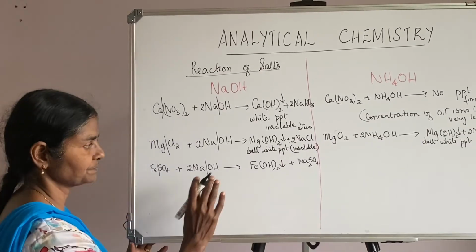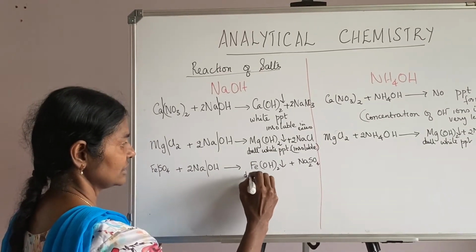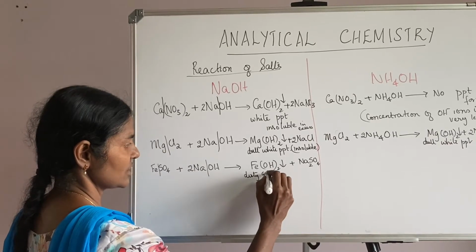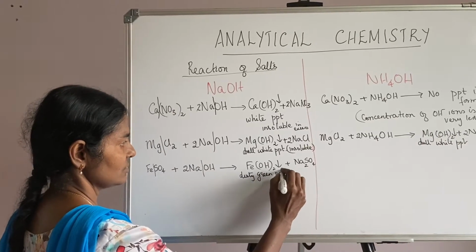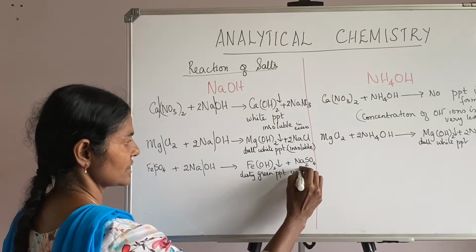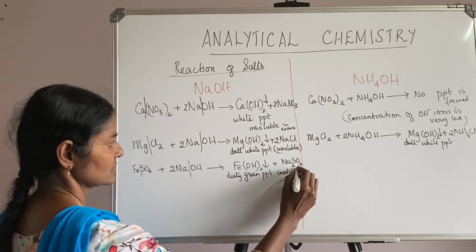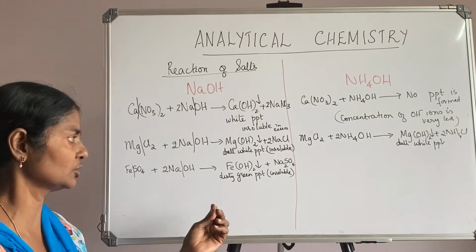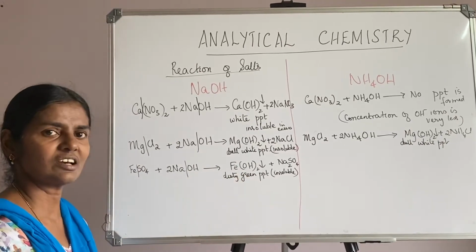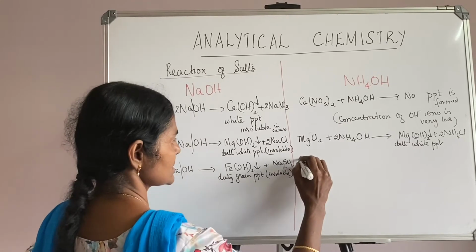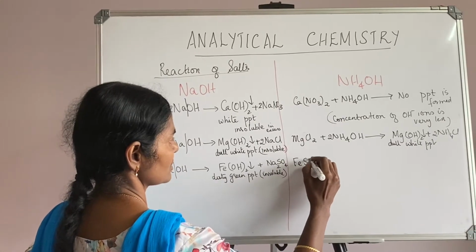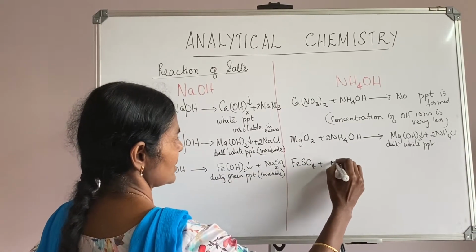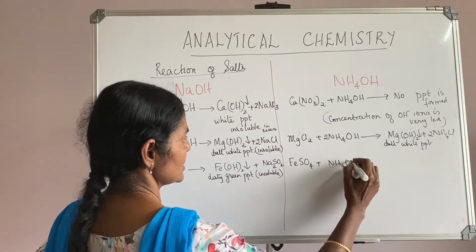Okay. This is a dirty green precipitate, again insoluble in excess. When you add excess of sodium hydroxide, it is still insoluble. Still the green precipitate is retained. Now let us do the same thing with ferrous sulphate and ammonium hydroxide.